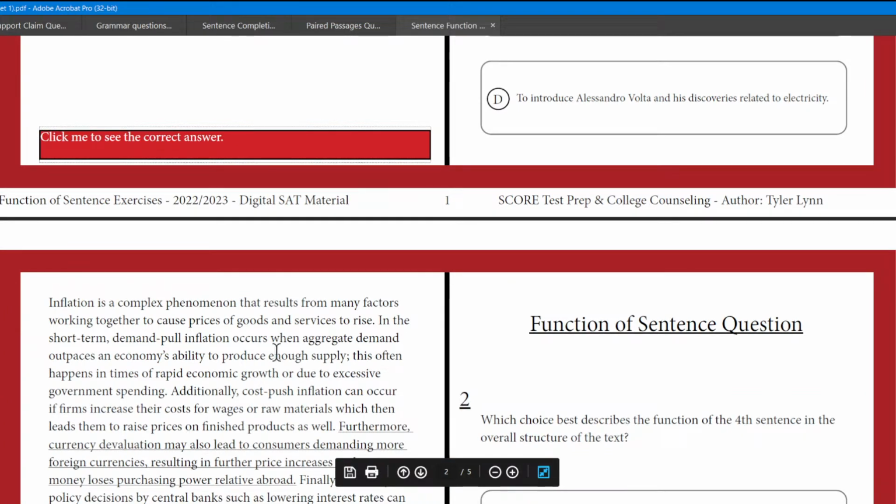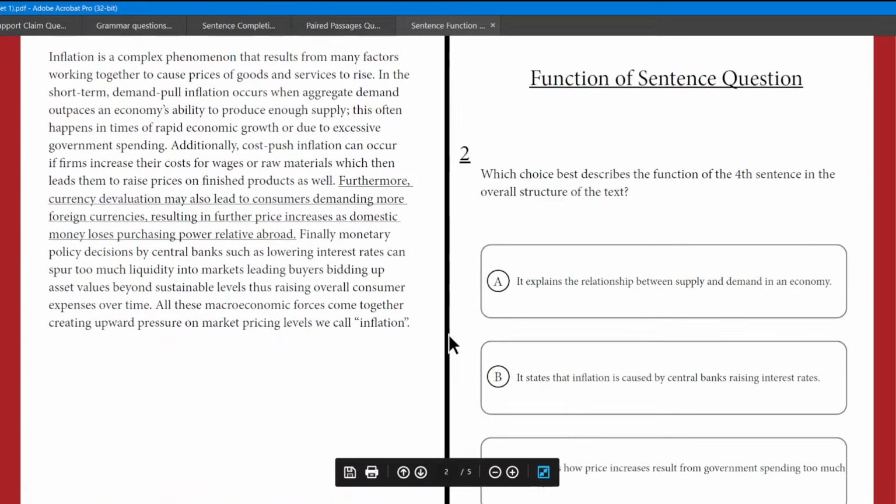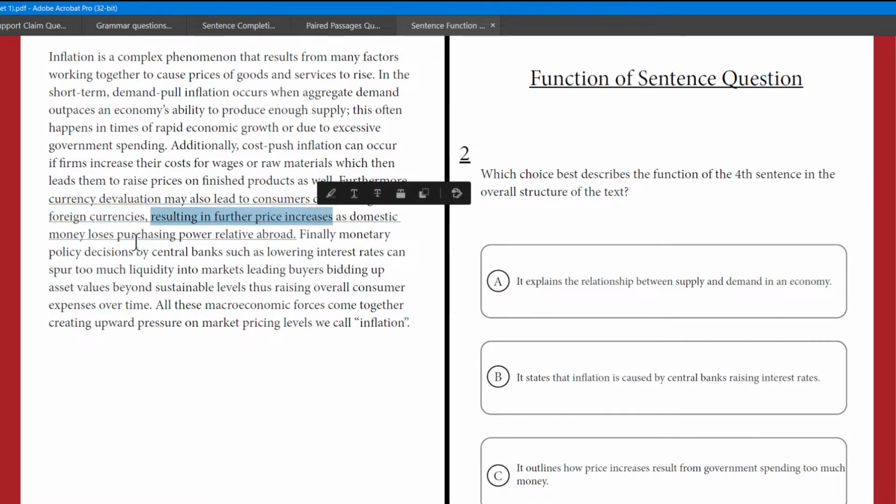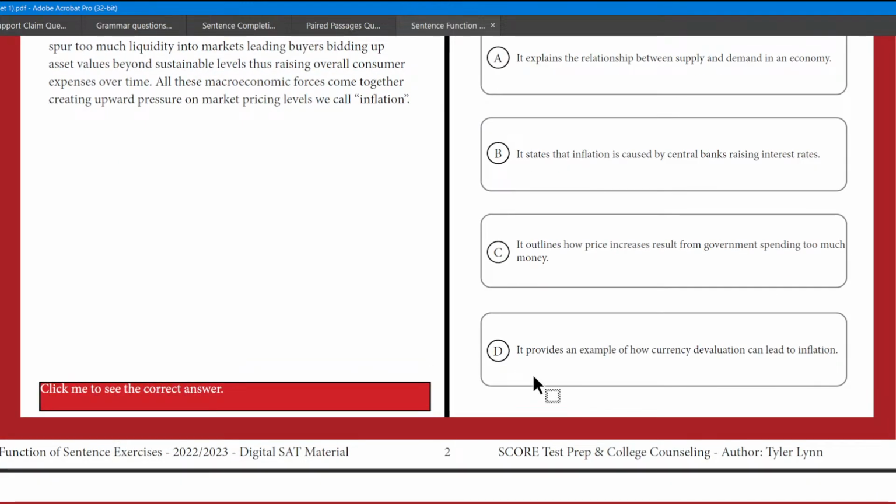All right, number 2, everybody said D. Looks like you're all in agreement. Let's take a look. 4th sentence here. It's giving us a deeper explanation of this idea that currency devaluation may lead to consumers demanding more foreign currencies, which makes things more expensive, which is essentially what happens in Peru. When the sol goes bad, people want more dollars, which makes the sol get worse, which makes prices more expensive because we have to import goods.